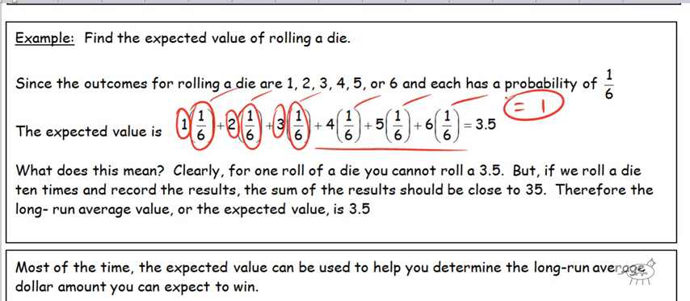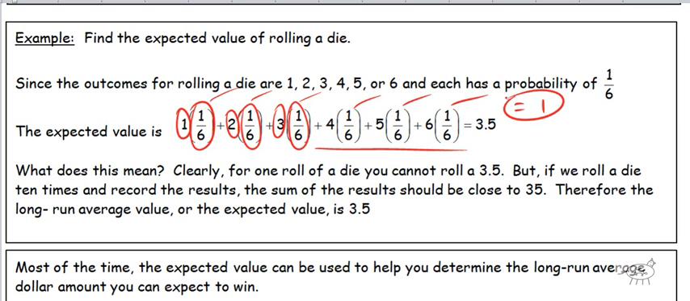And the question underneath here says, what does this mean? Clearly, for one roll of a die, you can't roll a 3.5. It doesn't make sense. If you're at the craps table and you roll a 3.5, they're going to kick you out because there's something wrong with the dice. You just can't roll a 3.5.